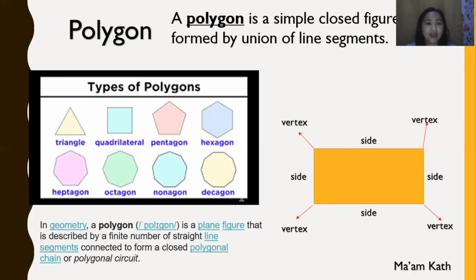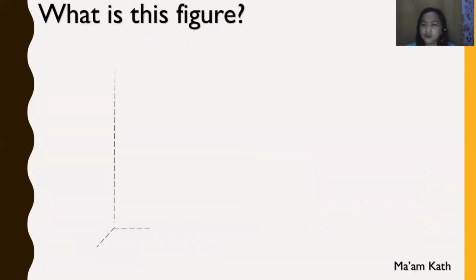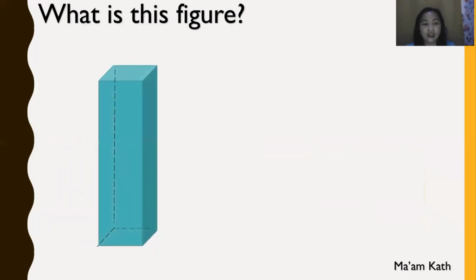So now let's go to the next slide. So what is this figure? What can you see here? I have another figure here. Okay, now look at this figure. Is this a plane figure? So when we say plane figure, it has only a length and a width. But look at this figure.